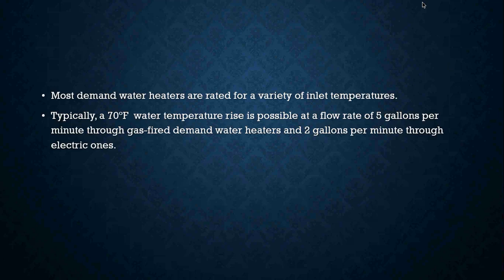We have a variety of types of different manufactured water heaters that are out there. We have oil-fired water heaters. We have gas-fired water heaters. We have electric water heaters. We have on-demand water heaters. Okay, so typically a 70-degree water temperature rise is possible at a flow rate of about 5 gallons per minute through gas-fired demand water heaters and 2 gallons per minute through your electric ones. Okay, now why is there such a difference in the amount of gallons per hour based off of what type of heat source we're dealing with?